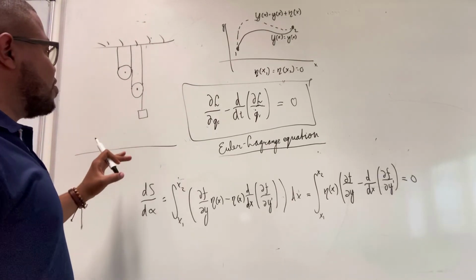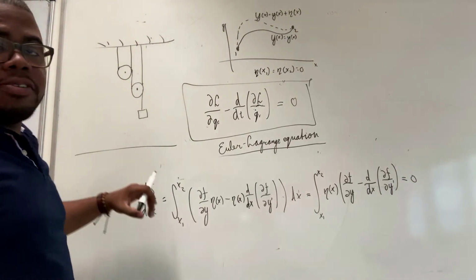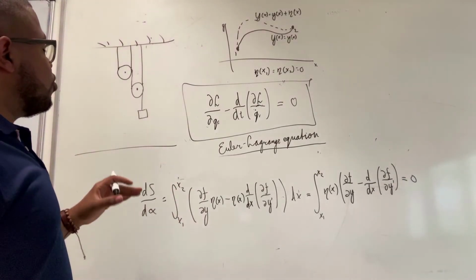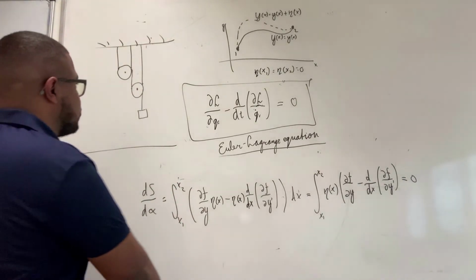But if instead, for example, you're interested in how fast the ball is falling, you look at kinetic energy and try to use the Lagrangian, you can pretty much make your life much easier.